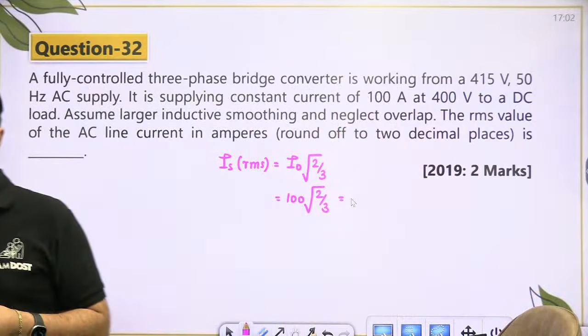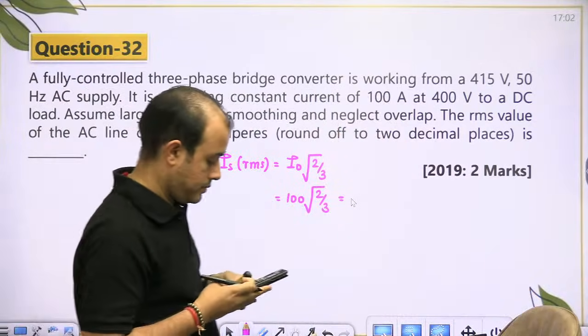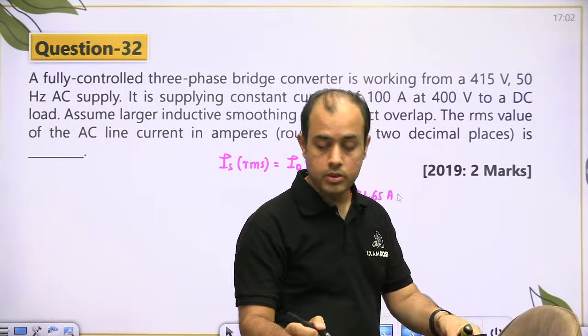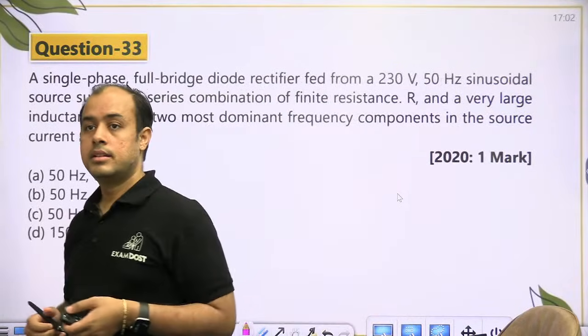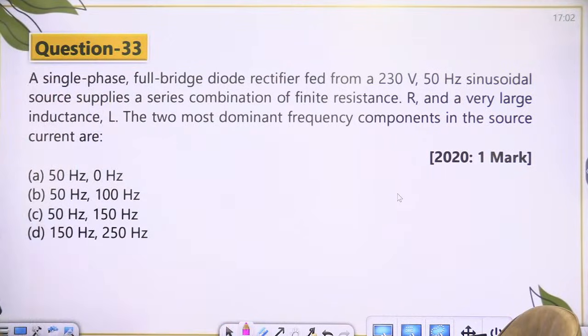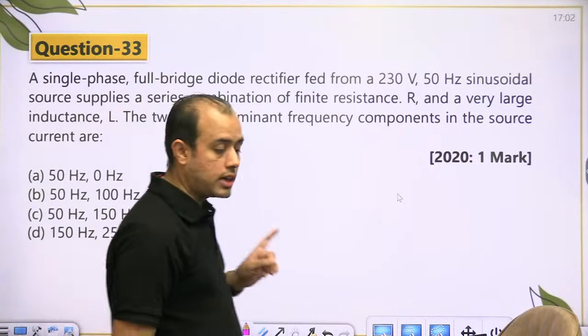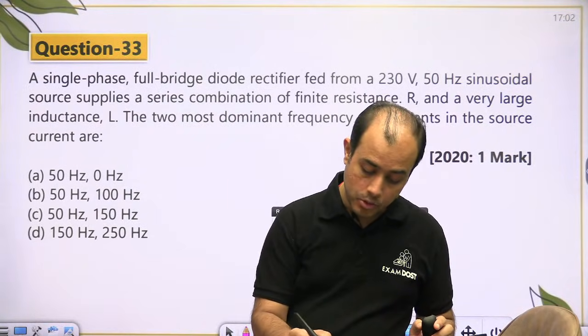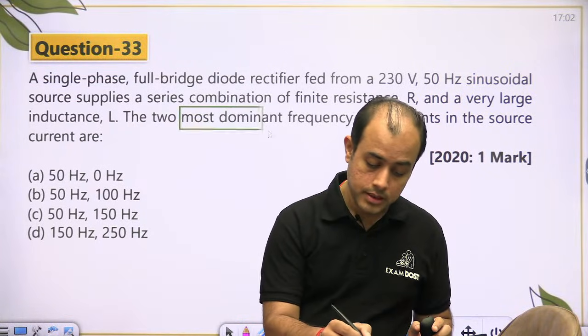So 100 root 2 by 3, 81.65. Very good. चलिए see this. Full bridge diode rectifier fed from 230 volt 50 hertz sinusoidal source. Most dominant frequencies in the source current. Most dominant frequency component. I'm not asking the harmonic, dominant harmonic, no.